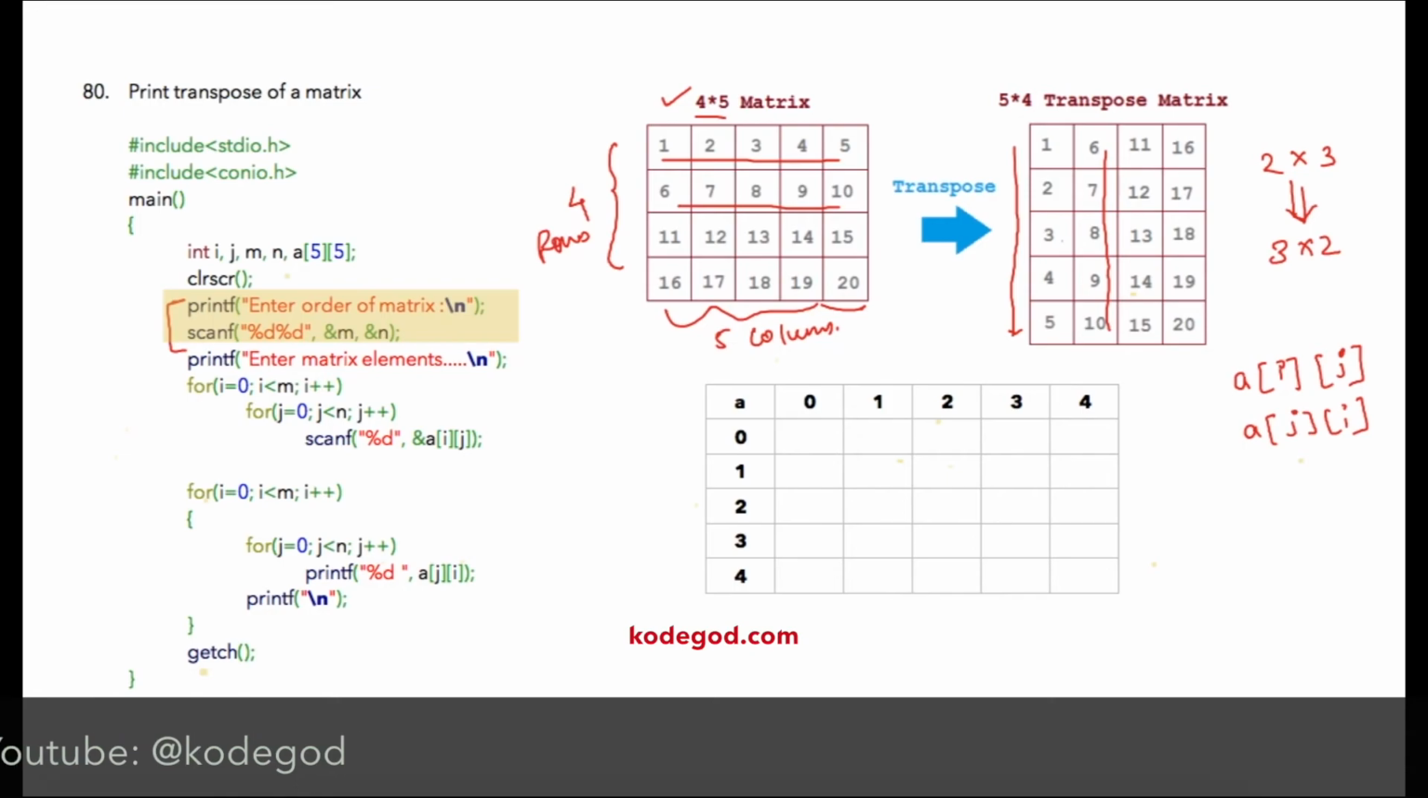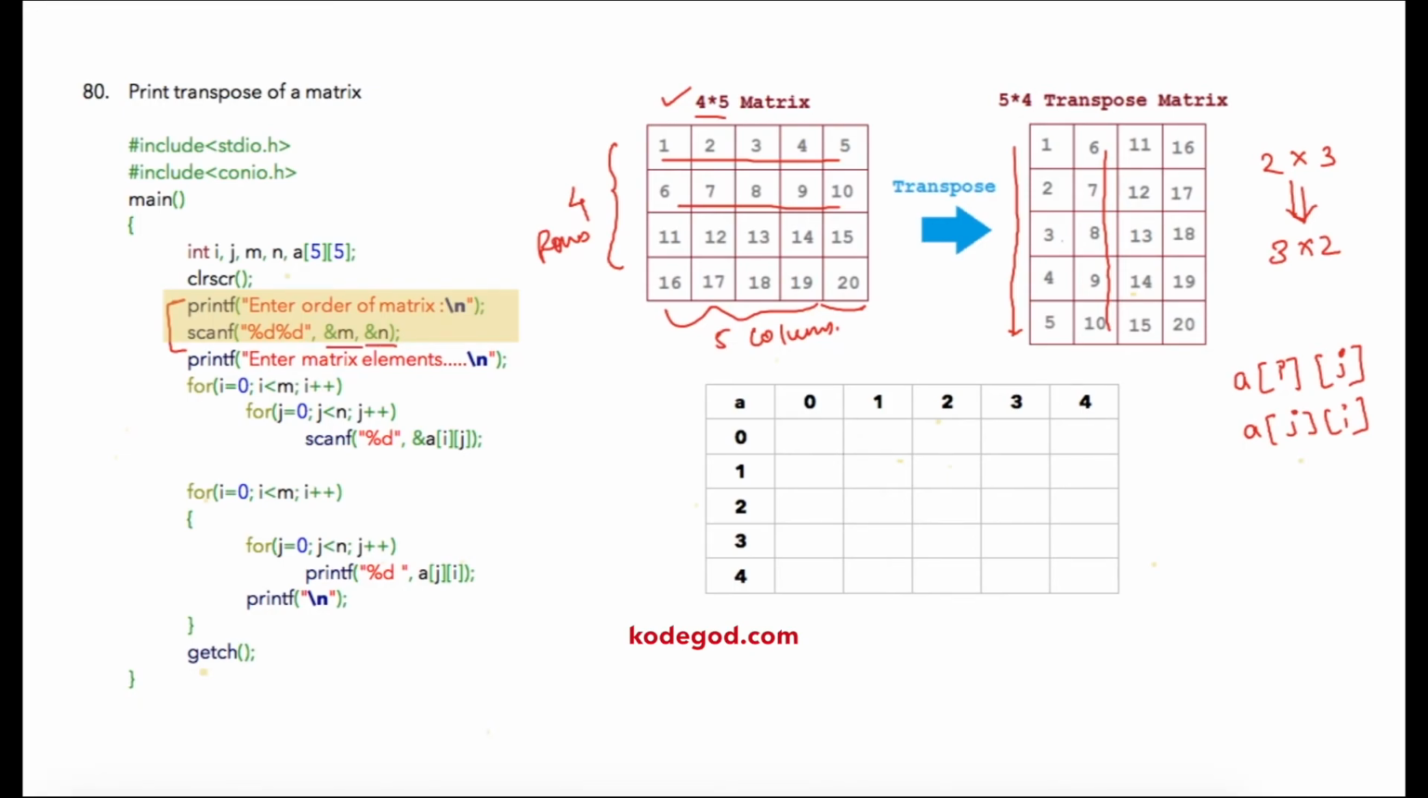Hence, I'm asking the user to enter m and n, which are used for the number of rows and columns. Once the values of m and n are input by the user, we ask the user to enter the matrix elements. So if the user has entered 2 and 3 as values of m and n, then a total of 6 array elements will be entered by the user with the help of this code block, and they will be stored at the address location of a, i, j respectively.